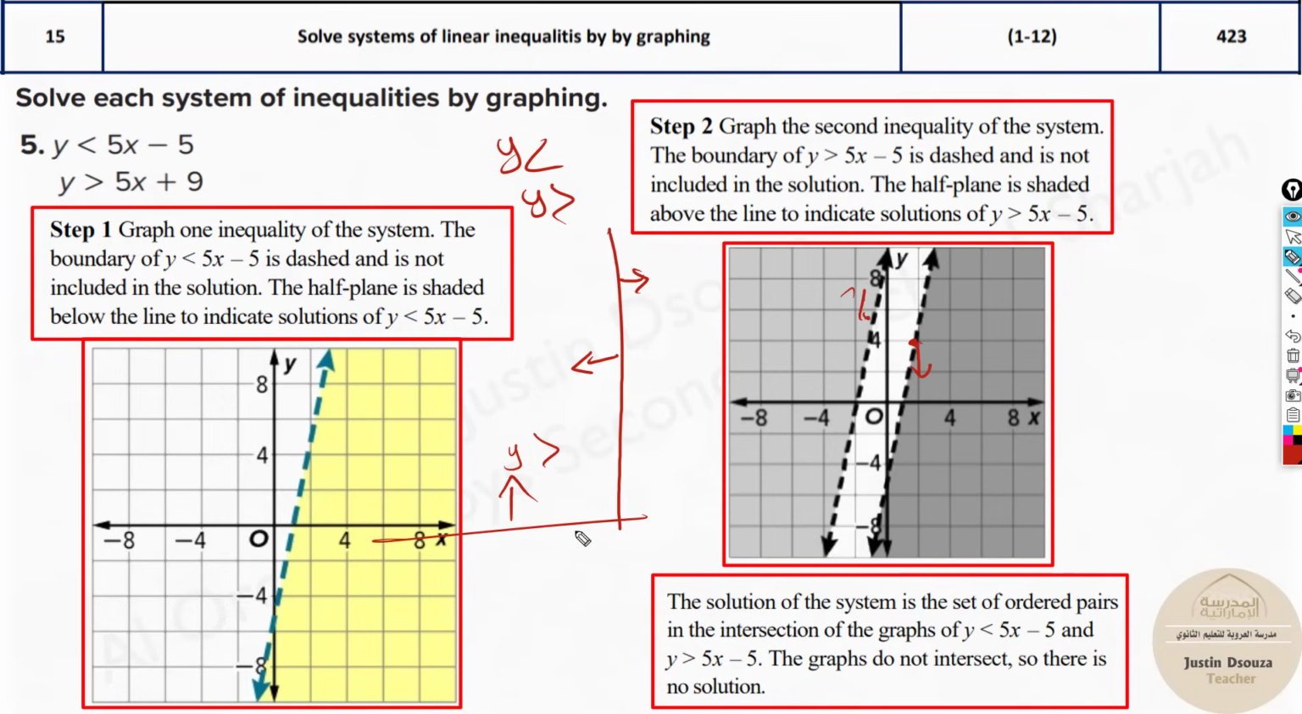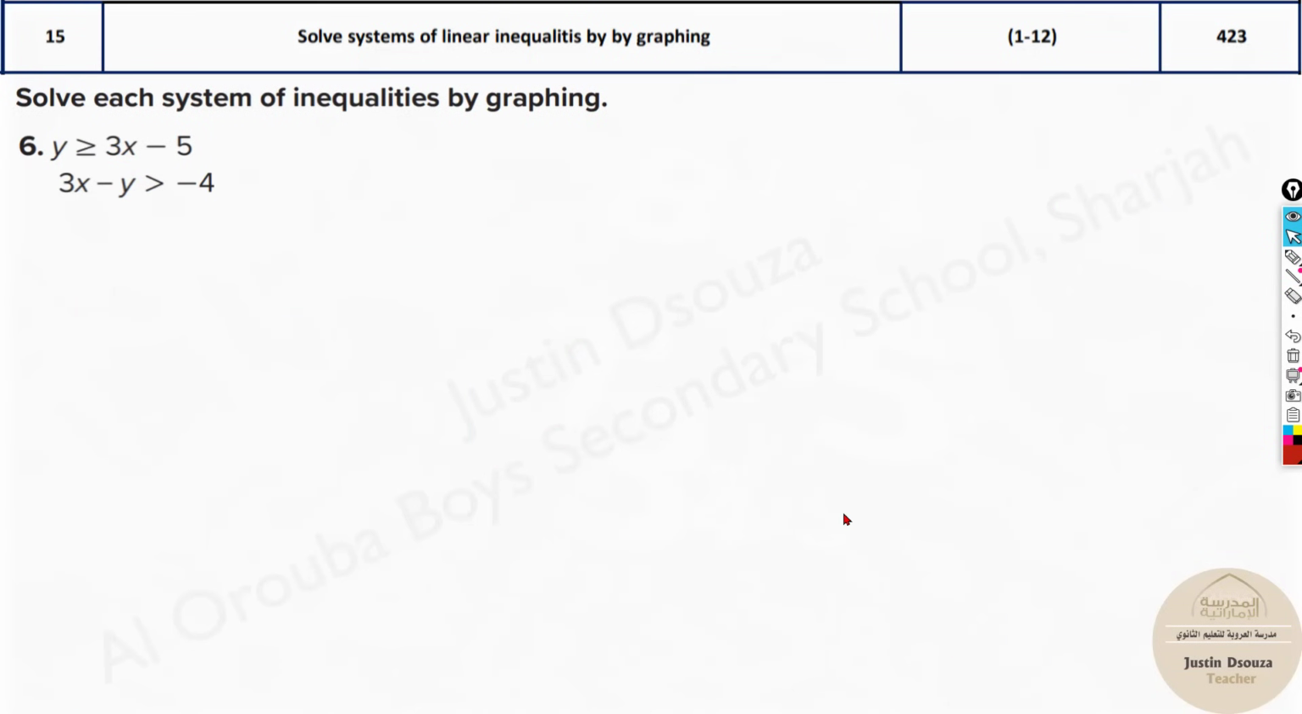If it's a flat line like this, up is positive. Y is greater than will be up. Y is less than will be down. Always, decreasing is left or down, increasing is up or right. That's the answers over here.